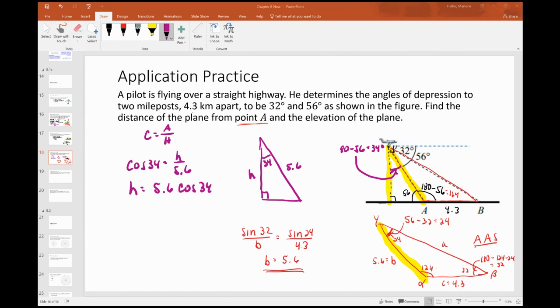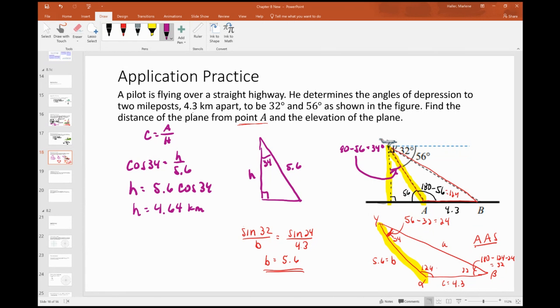5.6, oops. 5.6 times the cosine of 34. And there we have it as 4.64. Yeah, we'll take 2 decimals on that because I don't like to round with 4s. Okay, so 4.64. And what are our units again? Gosh, kilometers. Okay.